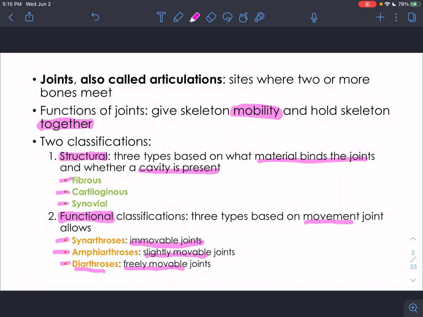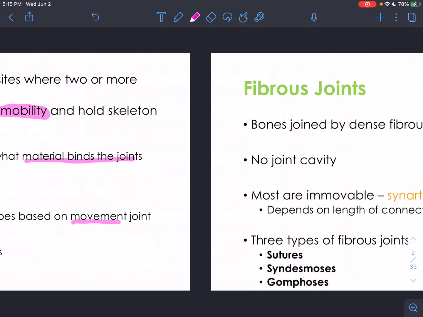We're going to really talk about the structural classification because it's easier to classify and divide the different joints into those categories. But for each of the different structural classifications, we will also tell you what kind of functional classification it is, if that makes sense. Okay, so let's go through these three structural classifications in more detail. Let's start with the fibrous joints.